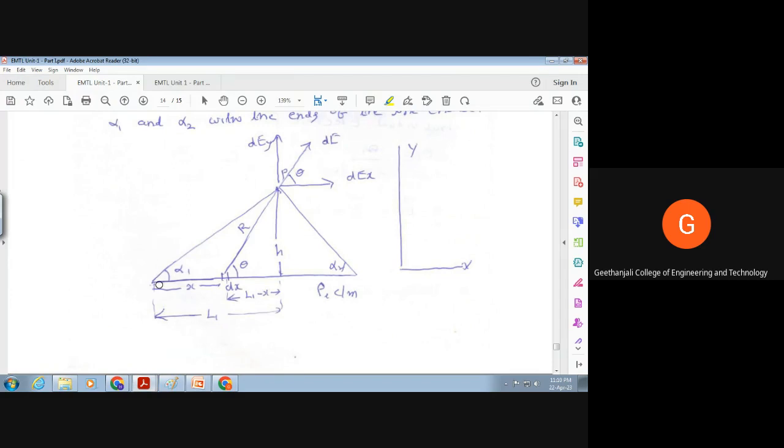Let us come back here. Now there is a line charge of density rho L coulombs per meter. At a given point P, we are required to find the electric field intensity. It is given that the perpendicular distance from point P onto this line charge is h, and it is making angles of alpha 1 and alpha 2 with the ends of the line charge.